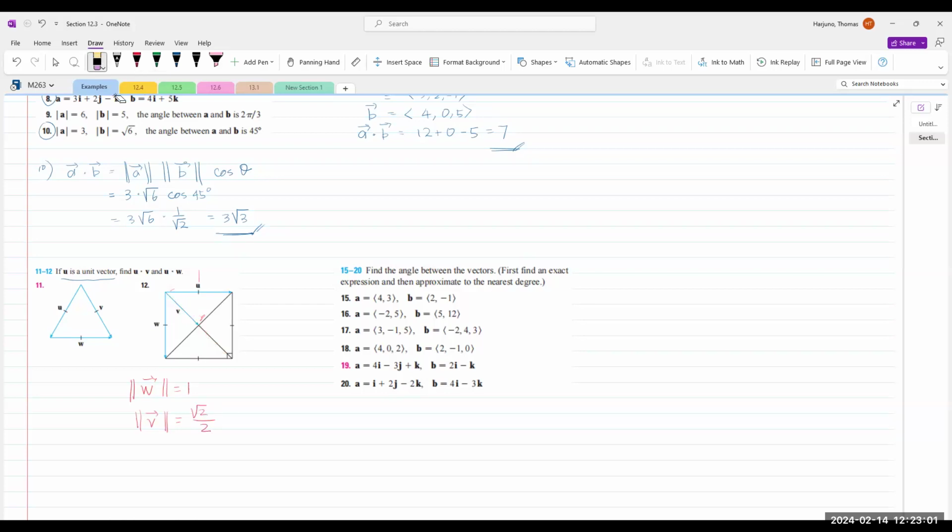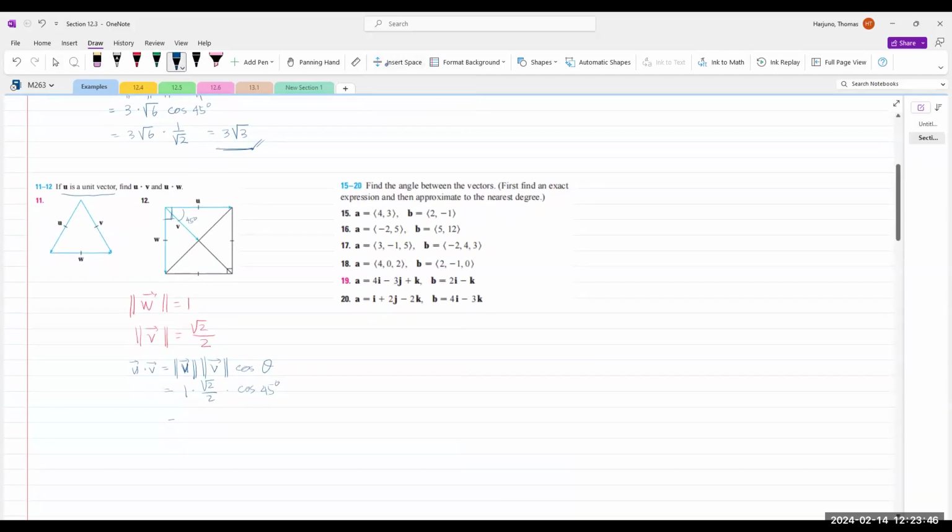Now, furthermore, the angle between vector U and V is clearly, that's the diagonal of a square, that's 45 degrees. And the angle between U and W is 90 degrees. Okay, now, therefore, vector U dot vector V will be magnitude of U times magnitude of V times cosine of the included angle. That's 1 times radical 2 over 2 times cosine 45 degrees, which is also radical 2 over 2.